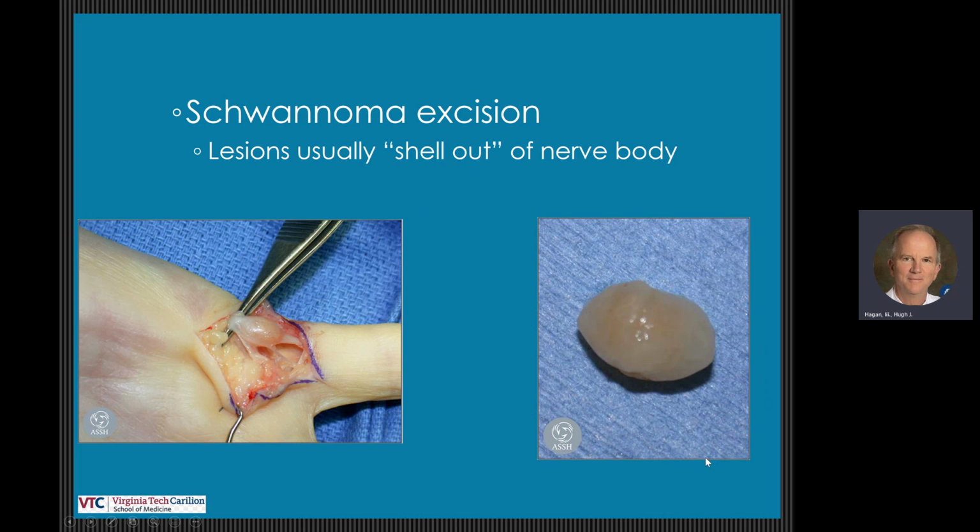Excising a schwannoma is usually fairly straightforward, regardless of the size. The lesion can simply be shelled out of the nerve body. In the case of a digital nerve or a smaller nerve, the use of a microscope can be helpful. Sometimes these lesions are larger, and loupe magnification would be sufficient.